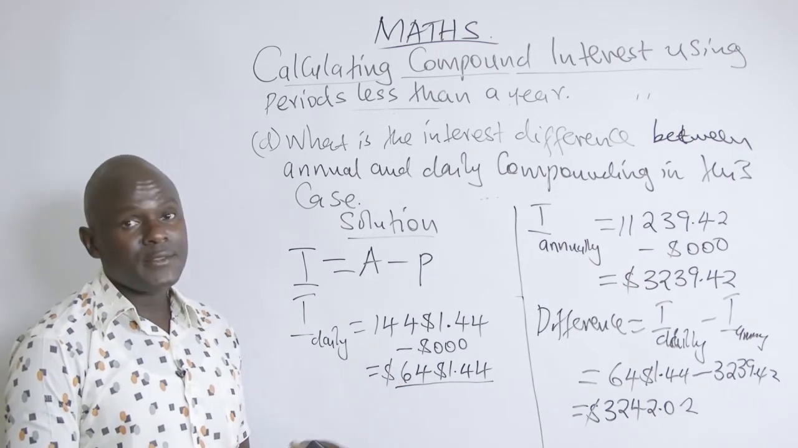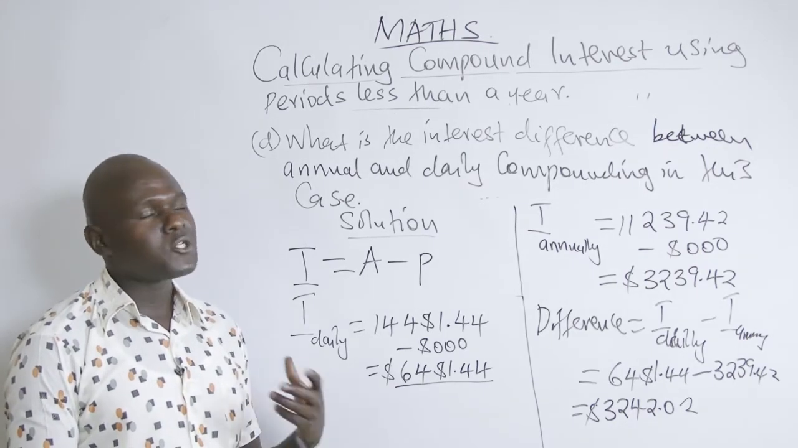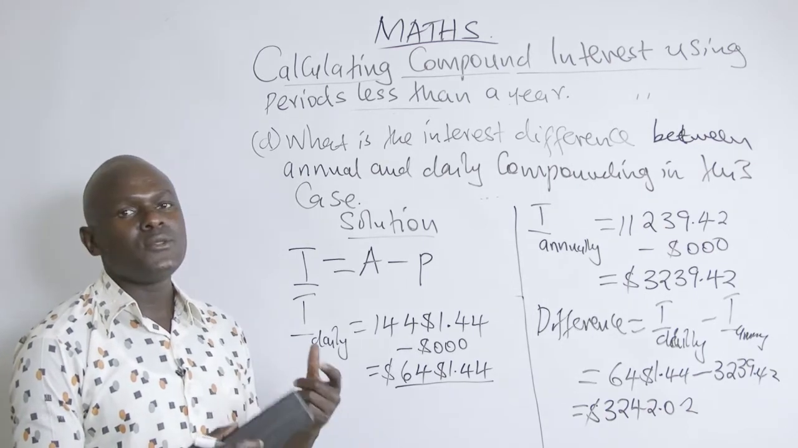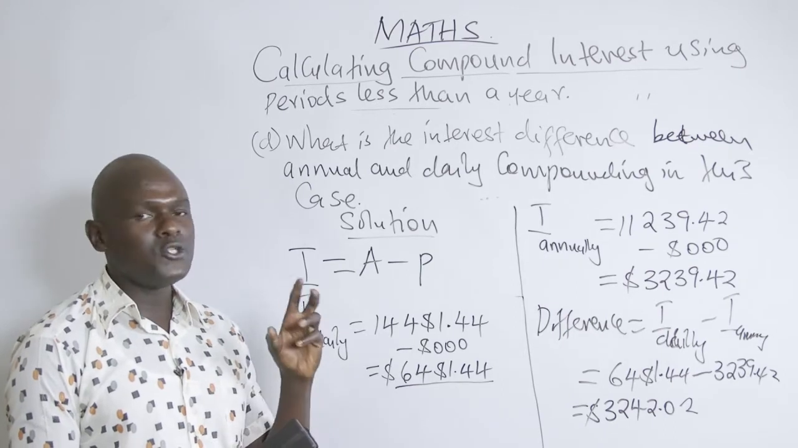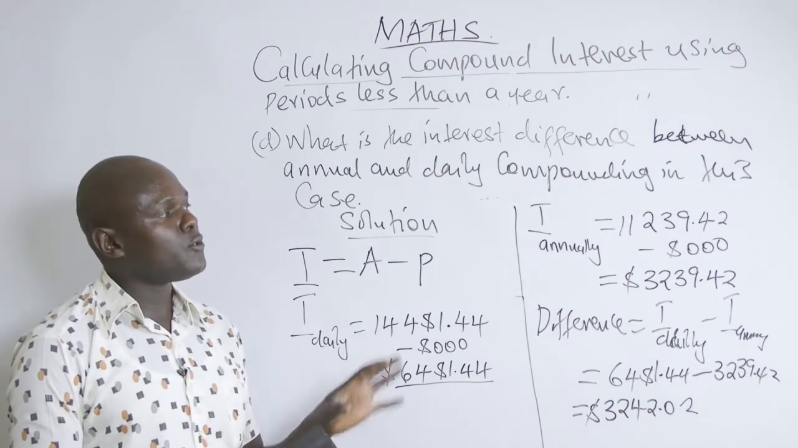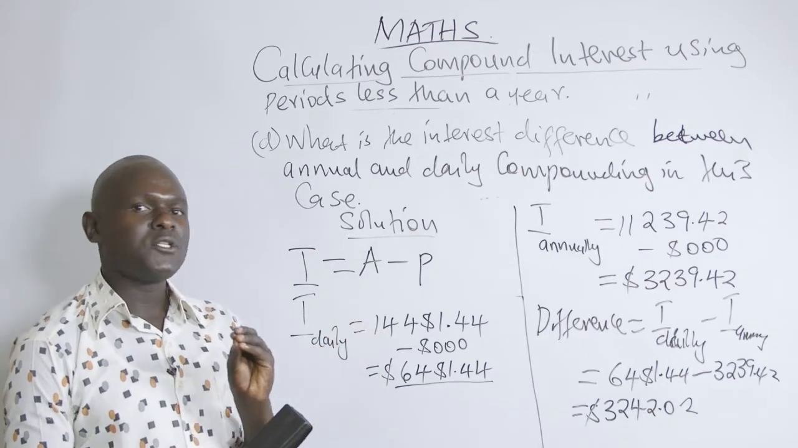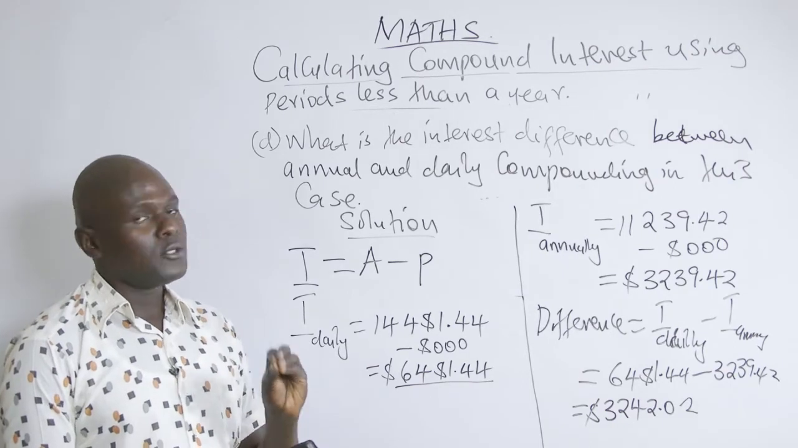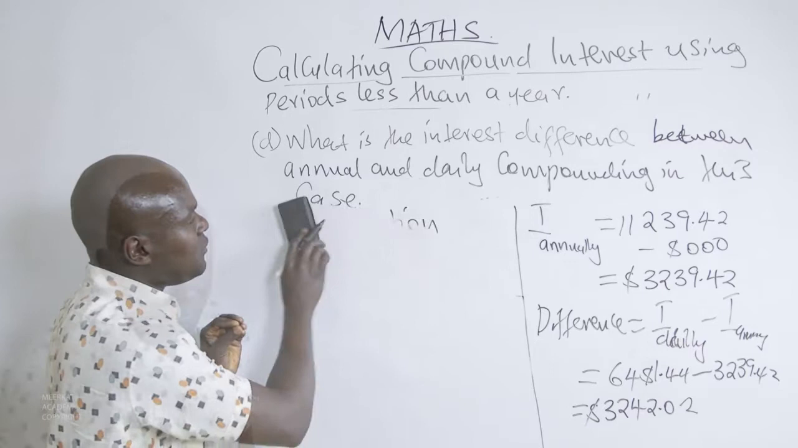Having looked at those two examples, let us look at a third, and it might be the last one. This one is a bit simple, but it requires you to be well conversant with the terms in the compound interest formula. Those terms, you need to have them at your fingertips so that you can distinguish which figure represents which term in the compound interest formula. So let us move on and look at a third example.